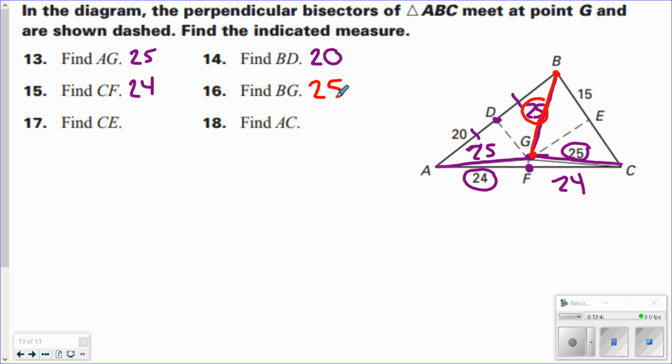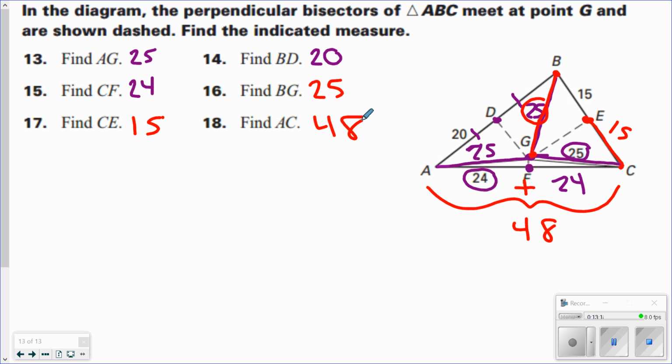CE, all right, so CE is right here. So if E is in the middle, what is the length of CE? It would have to be 15. And finally, AC. So AC is this entire segment right here. So if half of it is 24, the other half is 24. If I add these up, what do I get? 48. So 48 is the entire length of AC. And I'm done.